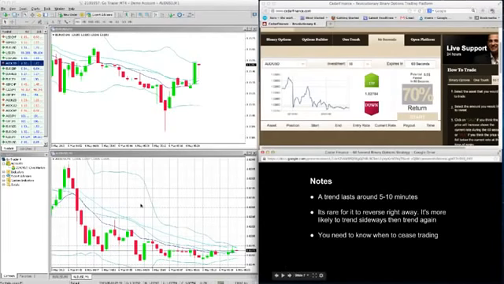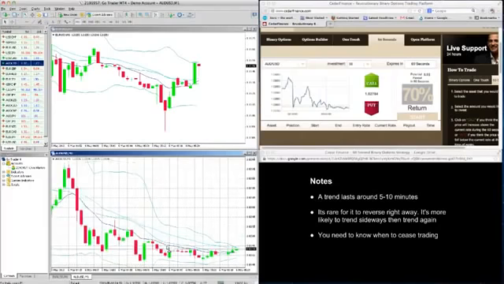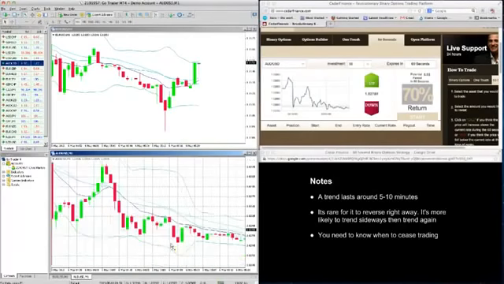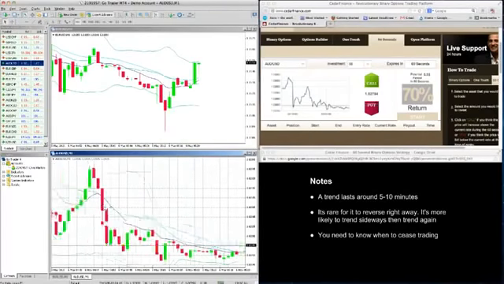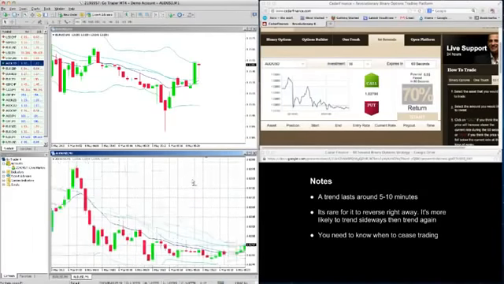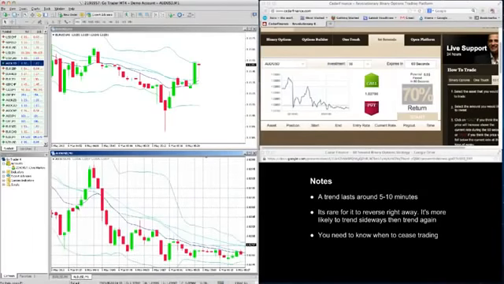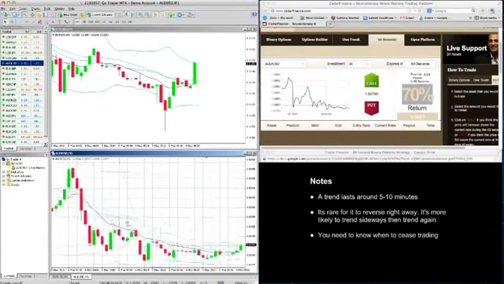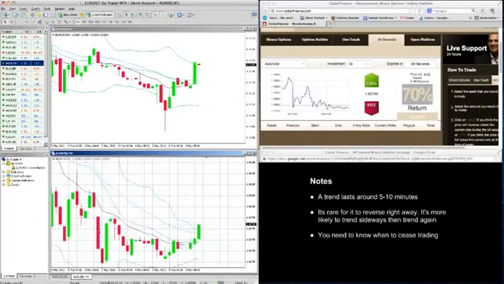Some notes is that trends typically last between 5 to 10 minutes. So here you've got 1, 2, 3, 4, 5. That's a 5-minute period. If we scroll back a bit, you can see on that green one here was 1, 2, 3, 4 minutes, but even less going back further.